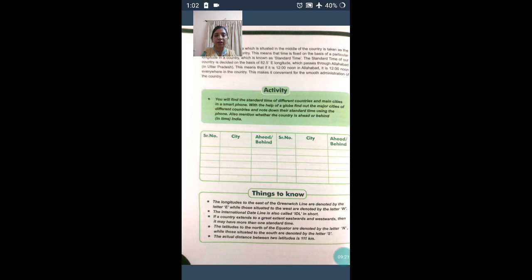The standard time of our country is decided on the basis of 82.5 degree east longitude, which passes through Allahabad in Uttar Pradesh. This means that if it is 12 noon in Allahabad, it is 12 noon everywhere in the country. This makes it convenient for the smooth administration of the country. So we have seen how the time is ascertained in the whole world.